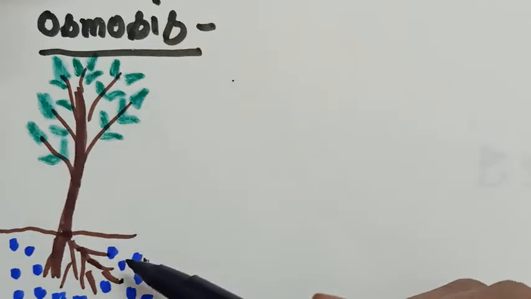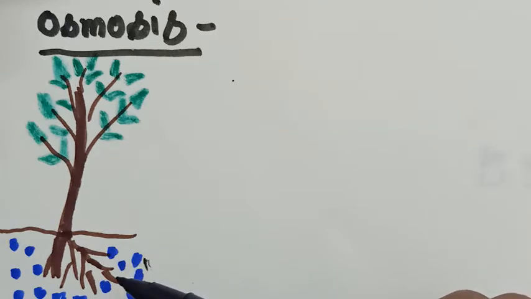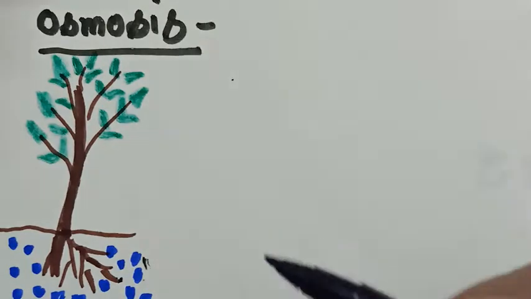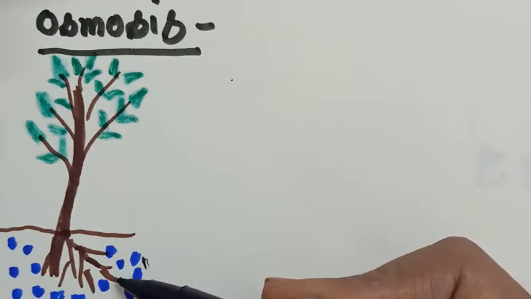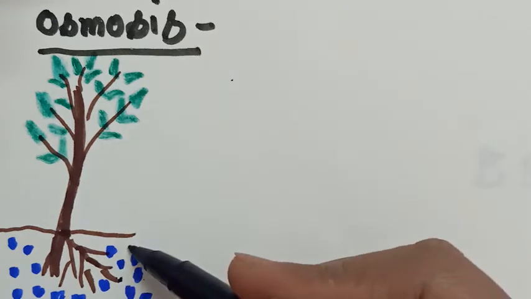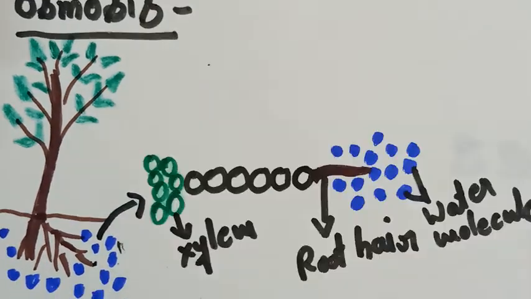So the process by which these roots absorb water molecules from the soil is known as osmosis. So osmosis is a process by which root absorbs water from the soil. So by zooming into this process we can see.